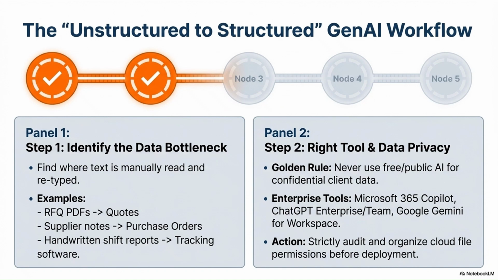Then the next thing was getting the right tool and data privacy. A golden rule here is to never use free public AI for confidential client data. The company here used Microsoft Copilot, but there's also the option of ChatGPT Enterprise or Google's Gemini for Google Workspace. A good thing to do is to strictly audit and organize the cloud file permissions before deployment, to make sure that the generative AI tool has permission just to the correct files.